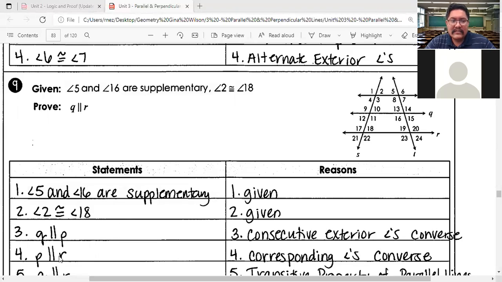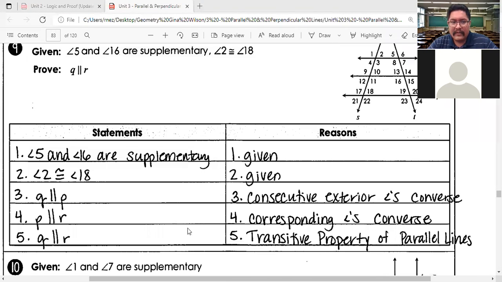What we can do next is look at lines P and R, because it told us here that 2 and 18 are congruent. That again already proves by the corresponding angles converse that P and R are indeed parallel. And you could use the transitive property, because using these two, we know that P and Q are parallel. Using these up here and down here, we know those would be parallel. So transitive property is how they got that. The last step would have been the transitive property, and it looks like we're done.